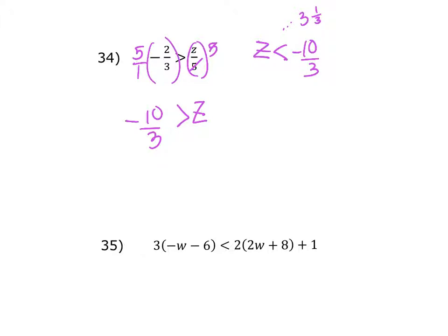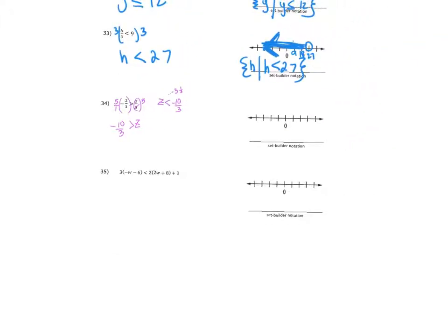And the reason I want to know that is so that I can graph it. So if I go to graph it now, I am going to go to negative 3 1/3. So if this is negative 1 and this is negative 2 and this is negative 3, negative 3 1/3 is somewhere more than negative 3. So it's like here. It's an open circle.